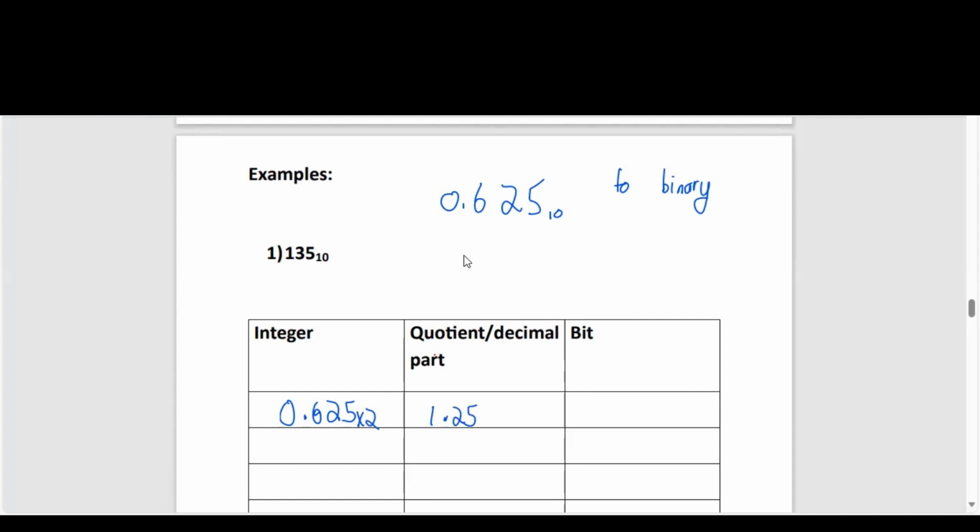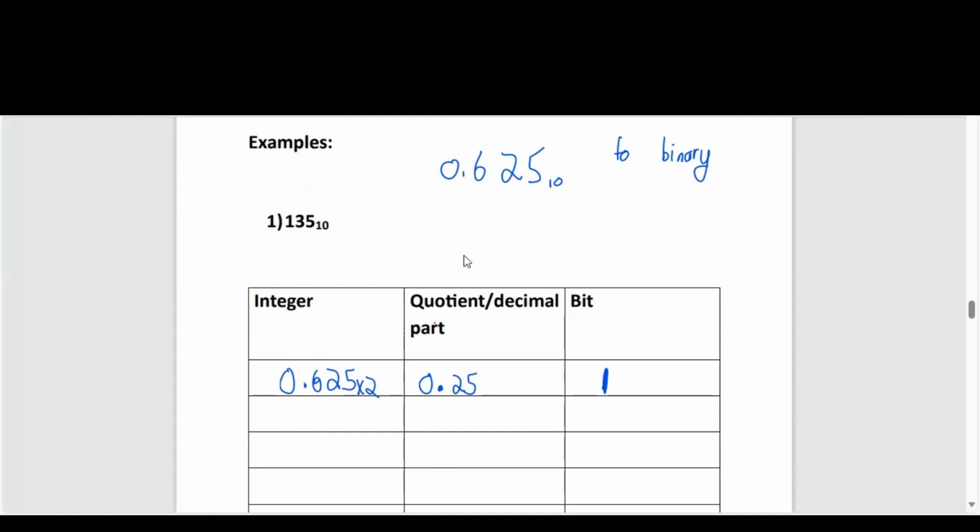But remember how we're doing it in this case: this whole number here is what the bit will be, and this 0.25 is where the magic will continue to happen. So in this column, I'm not going to put 1.25, but 0.25, because that is the fractional part. And the whole number part is what you write into the bit column. It's kind of different, so remember that. And it's the same thing over again, so it'll be 0.25.